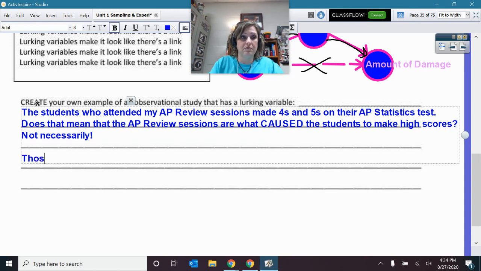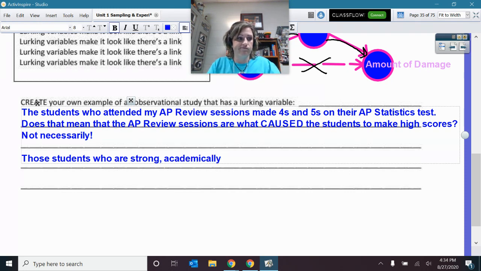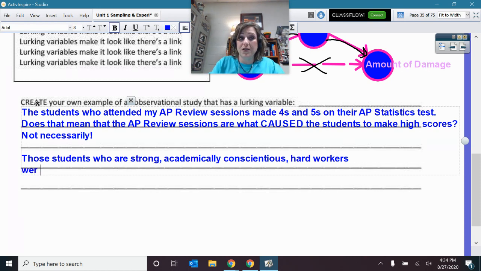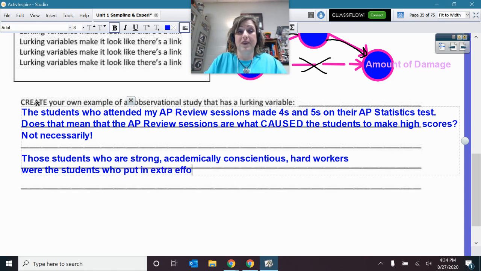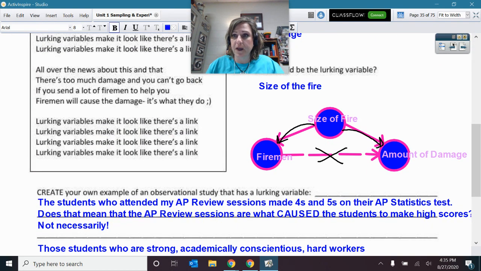Well, let's think about it. Those students who are strong, academically conscientious, hard workers, they're strong just like in general, okay, were the students who put in extra effort. And in essence, really, it was all year long. It wasn't just attending the review session. Okay. So what's happening here, let me see if I can come up here and reproduce this little picture.